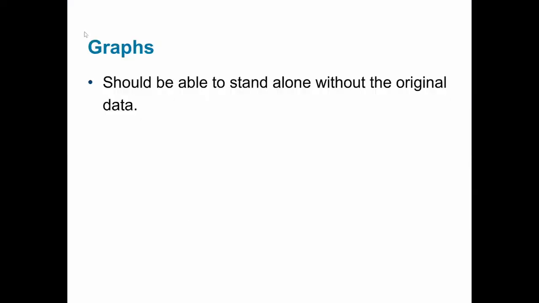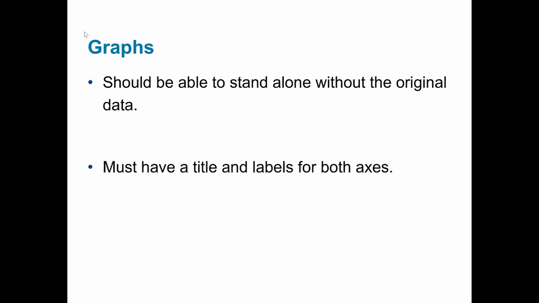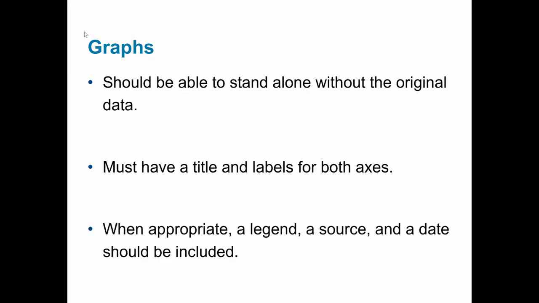A graph needs to be able to stand by itself without the original data set. In other words, you should have enough information looking at that graph to tell you what that data set measured and what the data looks like. So you have to have a title on every graph. You have to have labels for both axes if we're talking about a graph with axes. And then whenever it's appropriate, we need a legend, a source, and a date, wherever you can include that.